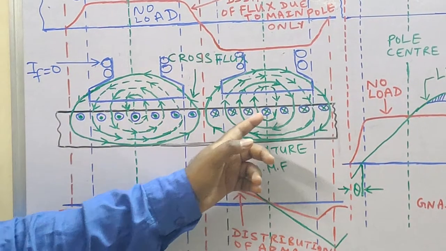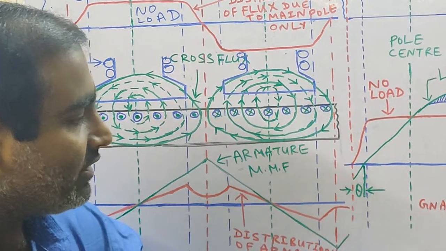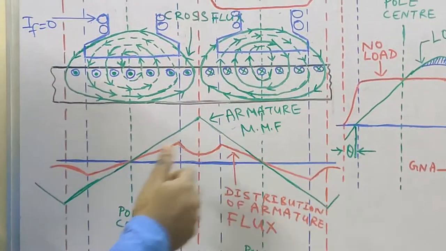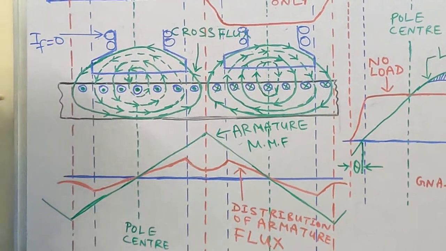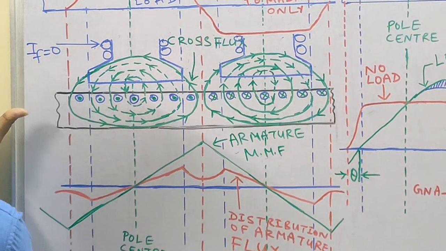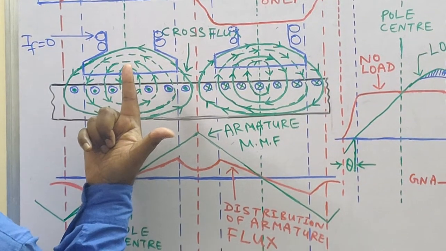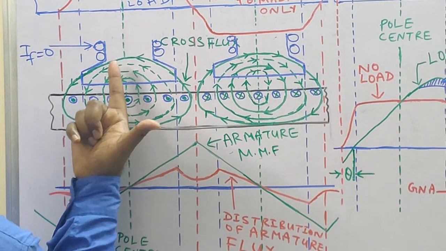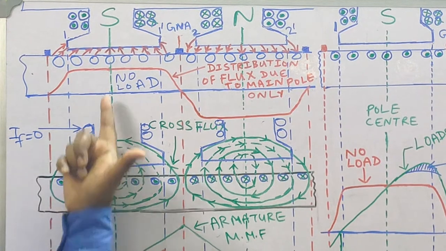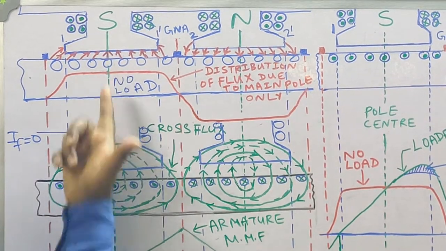This is in accordance with Fleming's right hand rule, since in the beginning itself I have told that we are taking generating action. So what is the direction of motion? It is from left to right. So the right hand thumb is aligned along the direction of motion, from left to right. What about the index finger of the right hand? It should be along the magnetic lines of flux. Under the south pole, lines of flux are entering the pole face, so the index finger is pointing towards the pole face of the south pole.